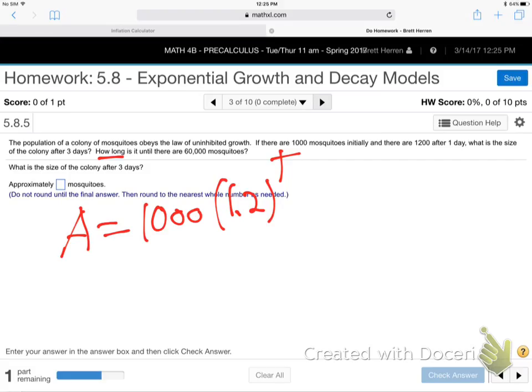What's their last question? How long till 60,000 mosquitoes? Yikes, 60,000 mosquitoes.